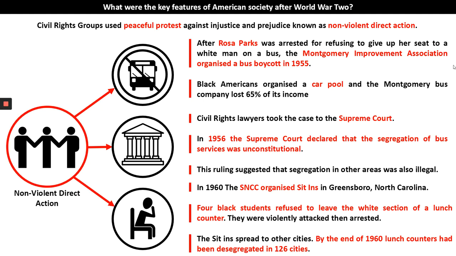But the sit-ins gained momentum. They spread to other cities, and by the end of 1960, lunch counters had been desegregated in 126 different cities across America. So clearly, non-violent direct action was working. It was challenging segregation on buses, it was challenging segregation in the Supreme Court, and it was challenging segregation in facilities like cafes and restaurants.